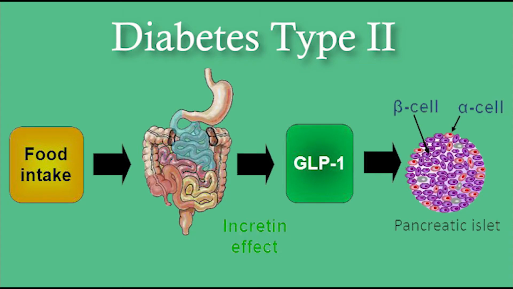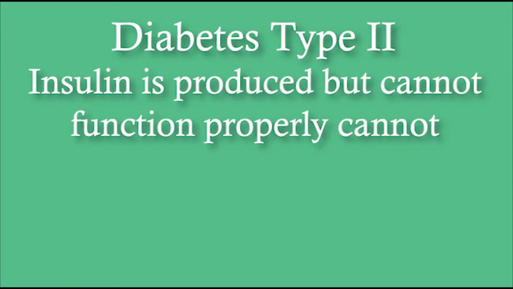Diabetes in general is a spectrum of diseases which manifest themselves as an inability of insulin to properly regulate glucose metabolism, either by insulin not being produced or because insulin is being produced but is unable to function properly.